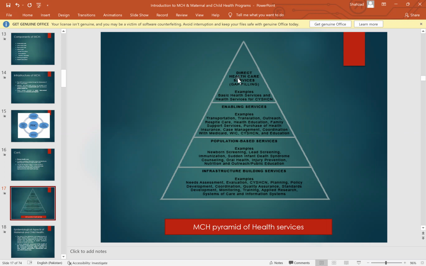And at the top of the hierarchy are the direct health care services, which are gap filling. Examples are basic health services and healthcare services for children and youth with special healthcare needs.